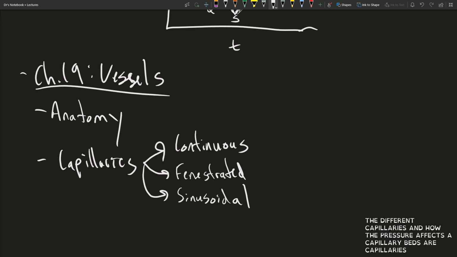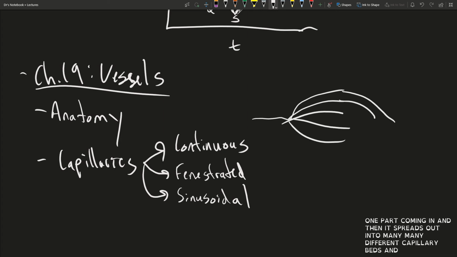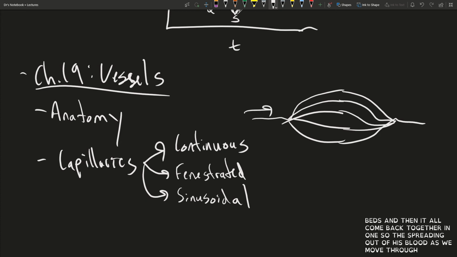So capillaries spread out. We have one vessel coming in, and then it spreads out into many, many different capillary beds, and then they all come back together into one. This spreading out of the blood as we move through not only slows it down, it also reduces the pressure a little bit. So it allows for more time for diffusion to take place, and that slight pressure allows diffusion to happen as well, and it protects the capillaries from exploding. You don't want the capillaries to be at too high a pressure because they are weak. So we're going to keep that in mind too.